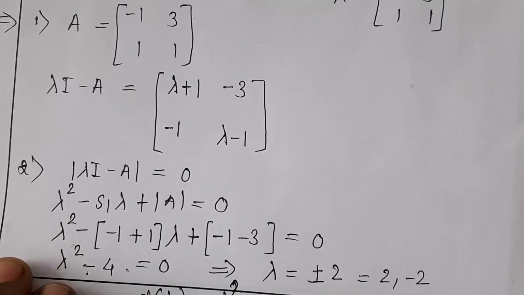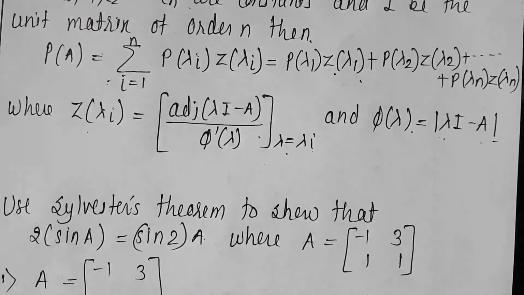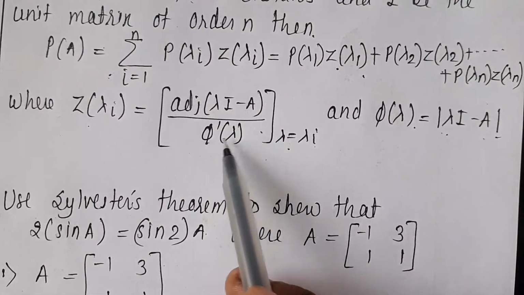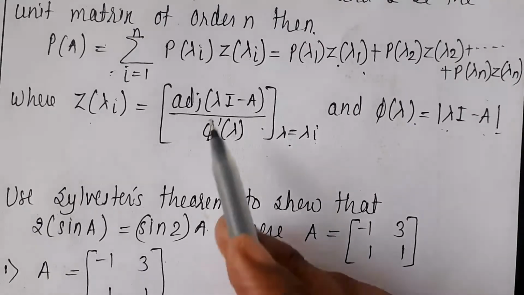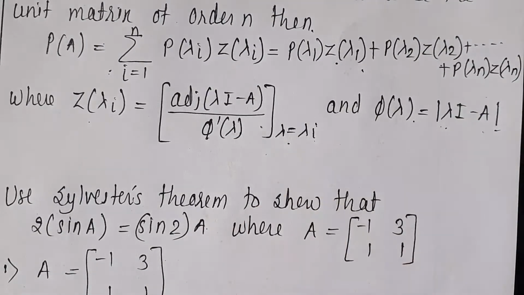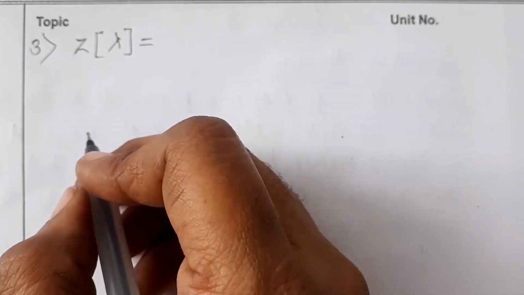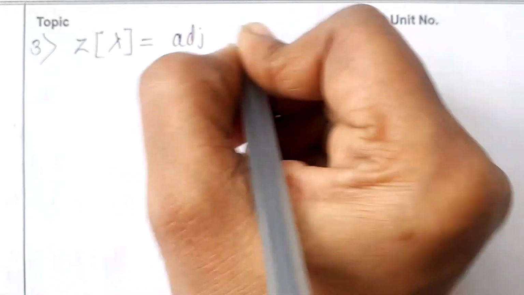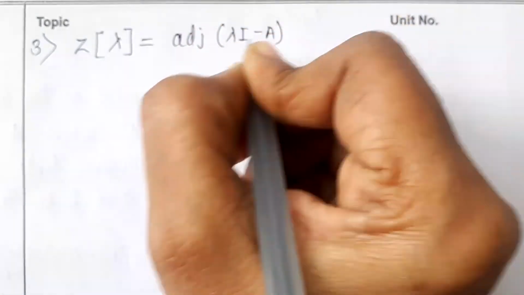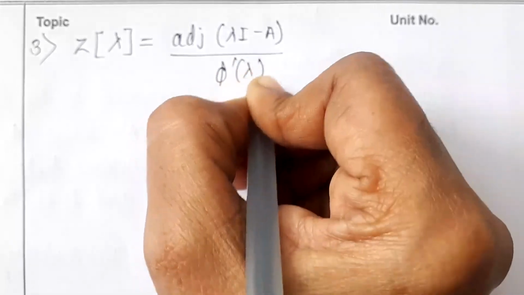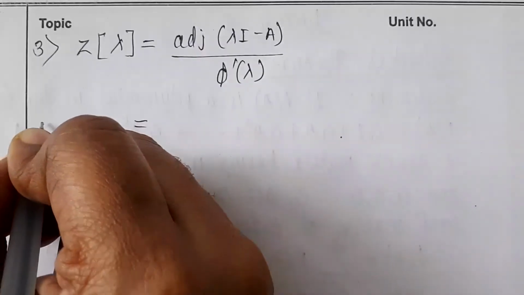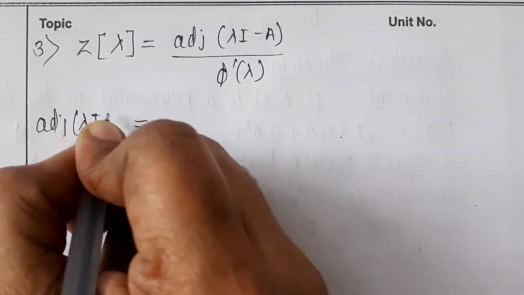To find out Z of lambda i, the formula is adjoint of lambda I minus A divided by phi dash of lambda. Phi dash of lambda we have already found out. Now we want adjoint of lambda I minus A. So the next step is to find out Z of lambda. Z of lambda is equal to adjoint of lambda I minus A divided by phi dash of lambda. I am not writing lambda equal to lambda i because it is clear now. So adjoint of lambda I minus A, that we want first.